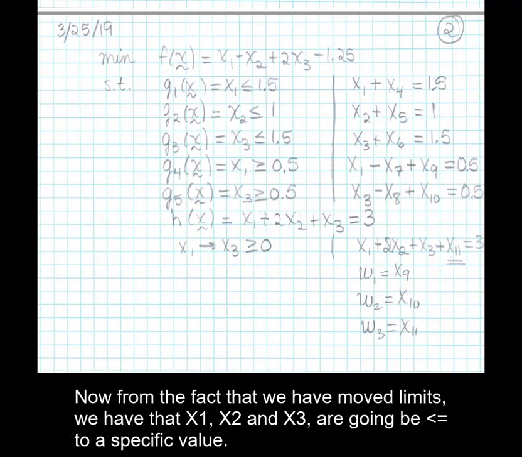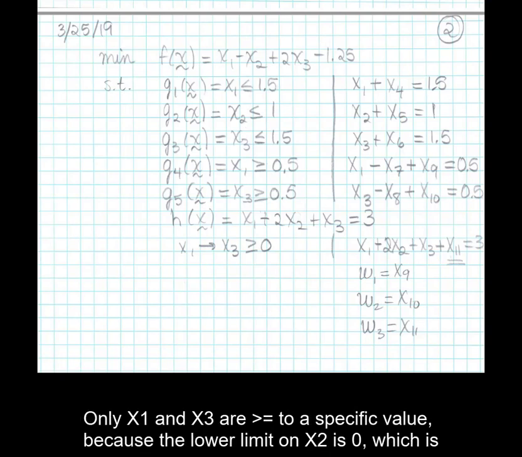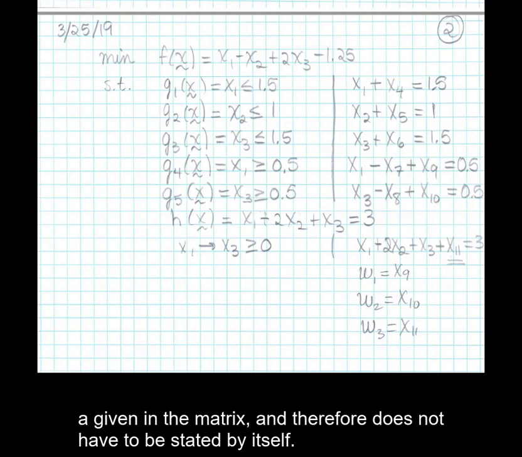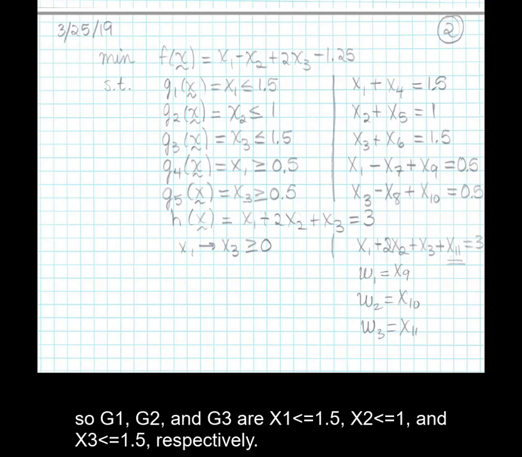Now, from the fact that we have move limits, we have that x1, x2, and x3 are going to be less than or equal to a specific value. Only x1 and x3 are greater than or equal to a specific value because the lower limit on x2 is 0, which is a given in the matrix and therefore does not have to be stated by itself. So G1, G2, and G3, our x1 is less than or equal to 1.5, x2 is less than or equal to 1, and x3 is less than or equal to 1.5 respectively.